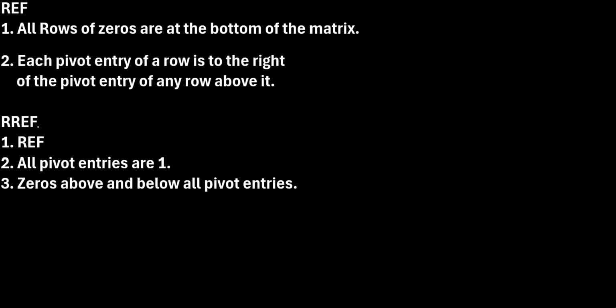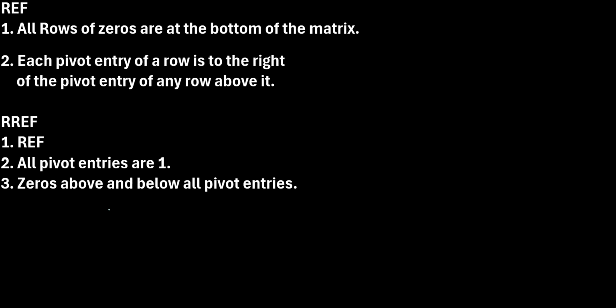So remember, a pivot entry just means the first non-zero value in each row. Then we say that the reduced row echelon form is a little more strict. First, the matrix must be in row echelon form. The next criteria is that all of the pivot entries are 1. So the first non-zero value in each row must be a 1. And the last criteria is that there must be zeros both above and below all pivot entries.